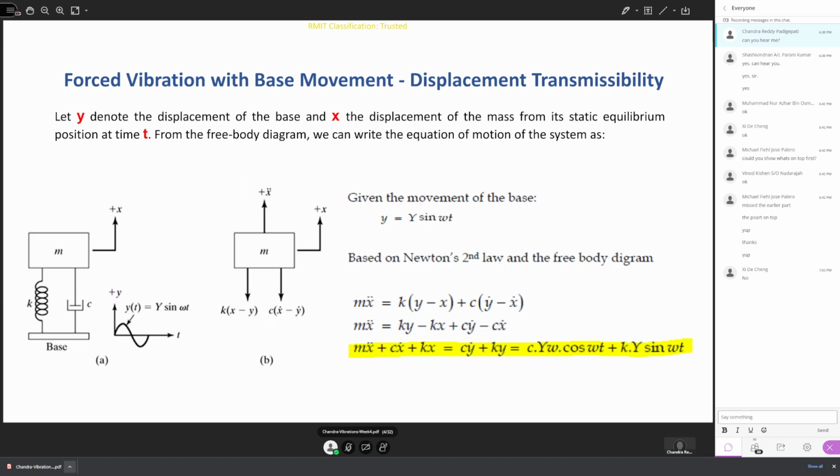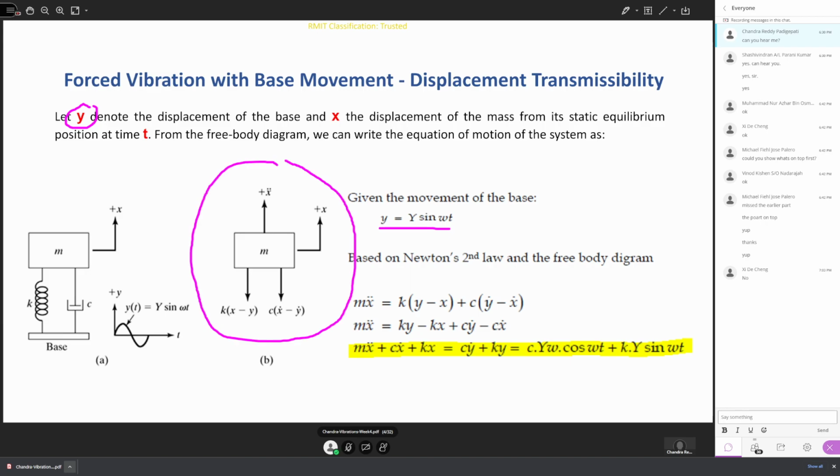All right. So now we need to write down the equation of motion for this system. This system is different from the forced vibration, because here the forced vibration is caused by the movement of the base. So the movement of the base we are now writing in terms of the displacement of the base, and this displacement we are also writing as a harmonic function. So this is the free body diagram for the system.